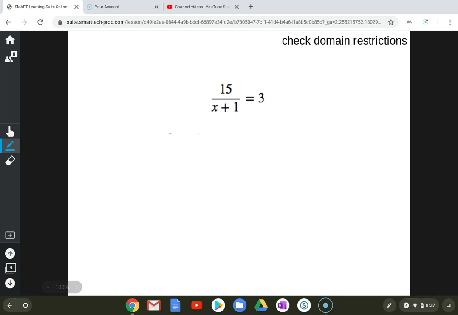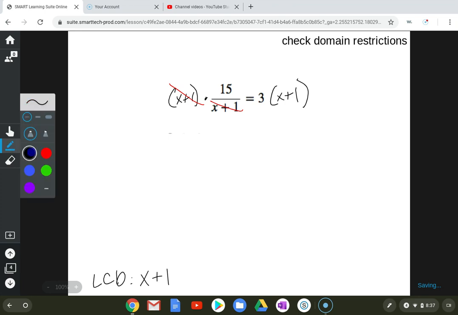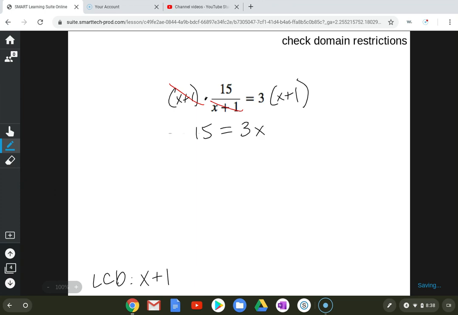Okay, so for this next example, our LCD is x plus 1. So I'm going to multiply both sides by x plus 1. On the left side, the x plus 1's cancel. On the right, there's nothing to cancel, so I just have to distribute it out. So I'm left with 15 equals 3x plus 3. And now it's just a typical equation to solve. So I get 12 equals 3x, x equals 4.